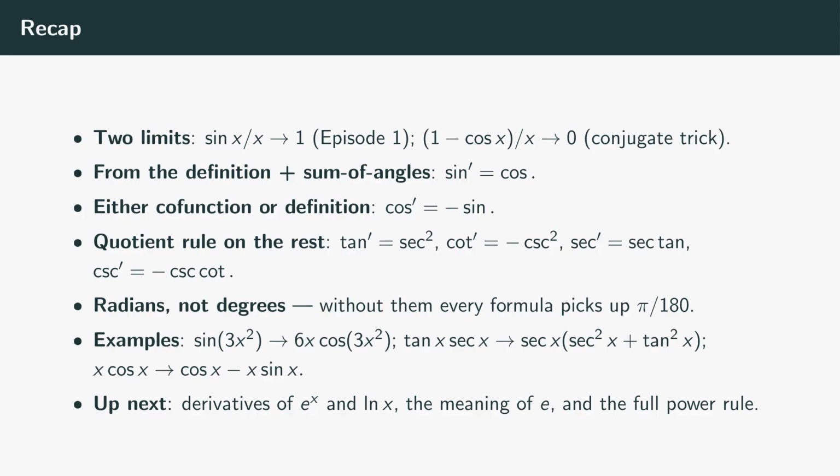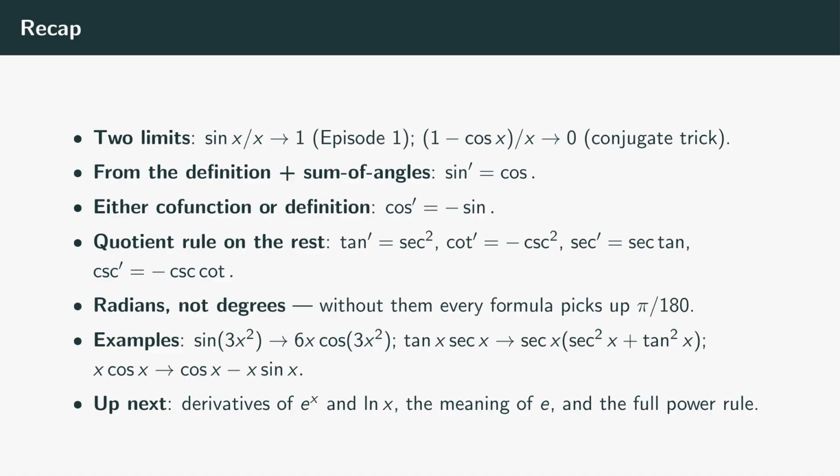Where we landed. Two limits did all the work. Sine x over x tends to 1, the squeeze-theorem fact from episode 1, and 1 minus cosine x over x tends to 0, which we got from the first by multiplying numerator and denominator by the conjugate 1 plus cosine x, and using the Pythagorean identity. With those two limits, the limit definition of the derivative plus the sum of angles identity gives the derivative of sine equals cosine in 3 lines. The cofunction identity plus the chain rule, or the limit definition again, gives the derivative of cosine equals minus sine.